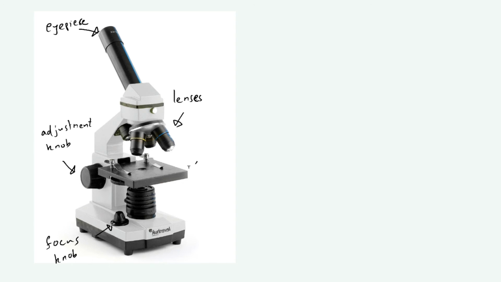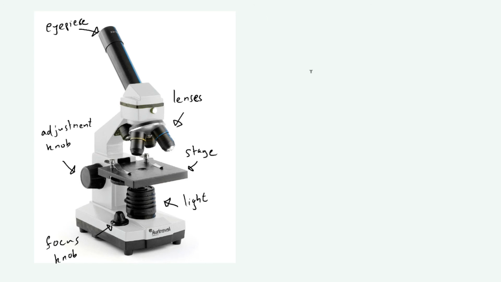This here is called the stage. This is where you're going to clip your slide onto. You'll notice that there are two clips on top of it, and that's where your slide goes. Lastly, it's called a light microscope because it produces light, and the light shines from the bottom upwards through this hole here in the stage and into the lens, and obviously eventually into your eye, and that is how you see.